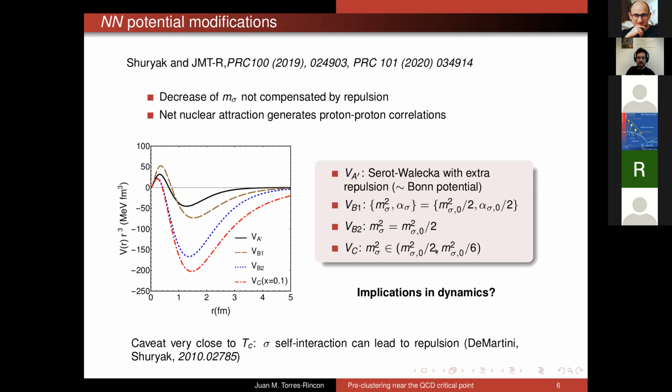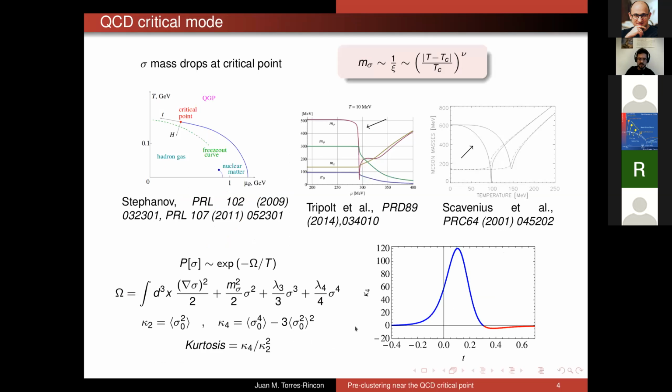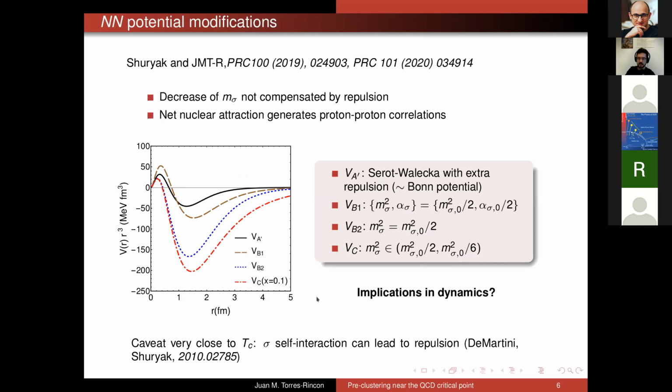Then we explored what the implications of this are for the dynamics in the context of heavy ion collisions. Now I should mention a caveat from a recent result by Edward, where he saw that the self-interaction of sigmas, since I remind you that the sigma here also has self-interactions with some couplings, might even lead to repulsion of protons when you are very close to the critical point. But you need to be really close to the critical point. So I will not comment on that anymore, and will focus on this nucleon-nucleon interaction.